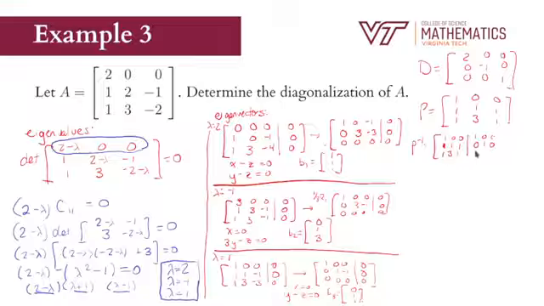So we'll augment this with the identity matrix. And we'll cancel the ones here. So we'll do row 2 minus row 1 and row 3 minus row 1. Zero, 1, 1, negative 1, 1, 0 for the second row. 0, 3, 1, and negative 1, 0, 1 for the third row.